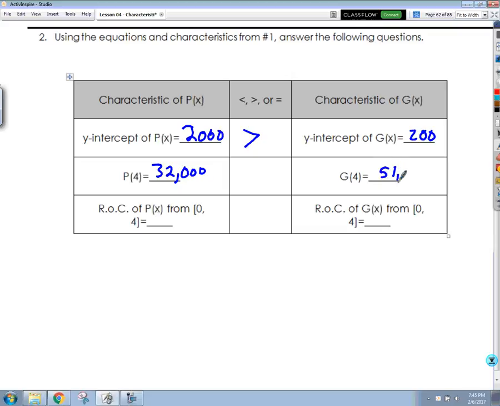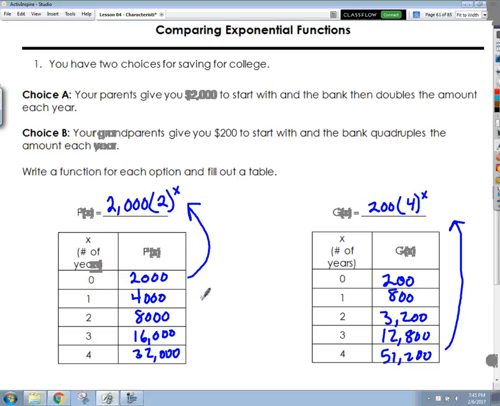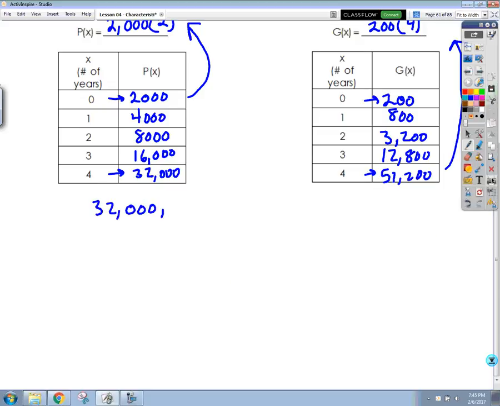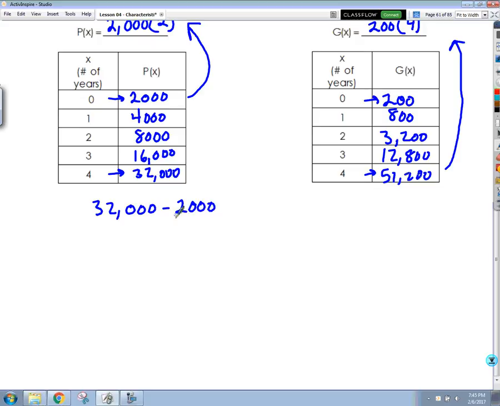So rate of change from 0 to 4. Let me go back. So 0 to 4 would be this one, that one, this one, and that one. And I'm finding the ROC for these two, okay? So, cutting straight to the chase here, it's going to be 32,000 minus 2,000 all over 4 minus 0. Plug all that in your calculator, you're going to get 7,500.